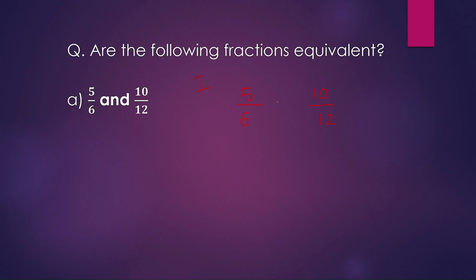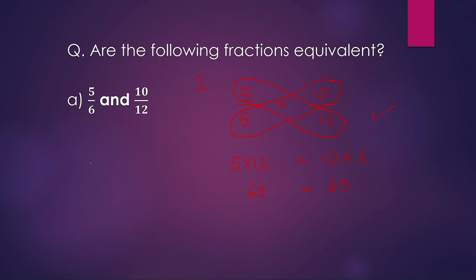To check if they are equivalent, we are going to multiply the denominator of one fraction with the numerator of the other fraction, and the numerator of one fraction with the denominator of the other fraction. So here we are going to do 5 times 12 and 10 times 6. If the answer comes equal on both sides, that means both the fractions are equivalent to each other. As you know, 5 times 12 is 60 and 10 times 6 is also 60. So we can say that 5 by 6 is equivalent to 10 by 12.